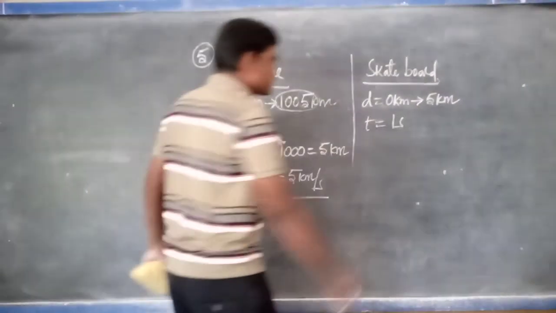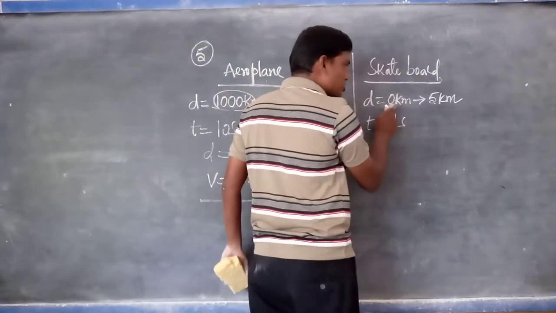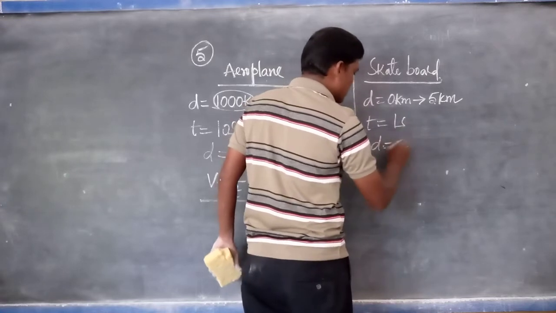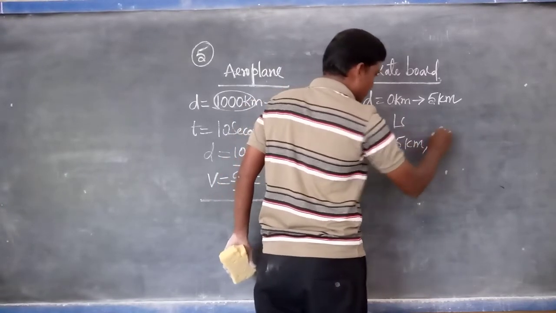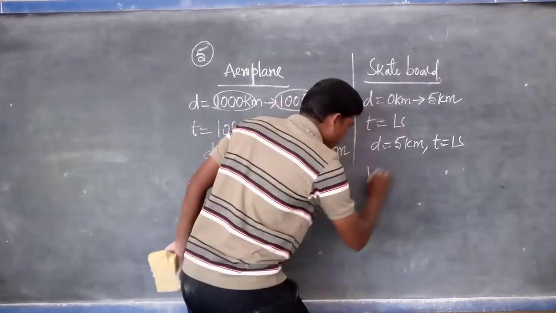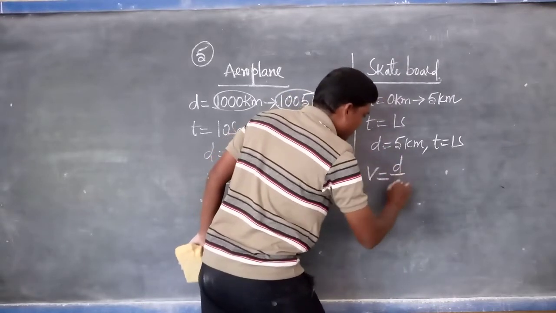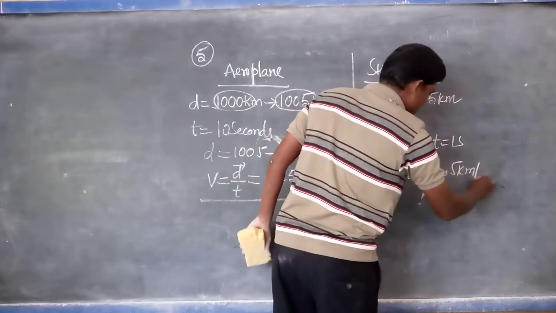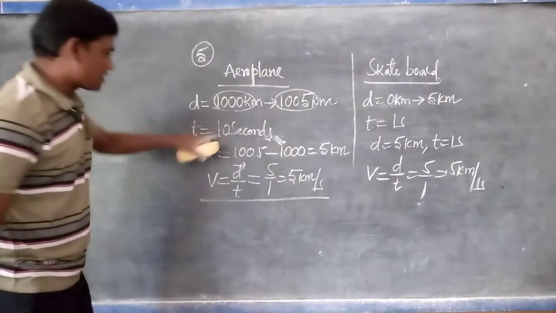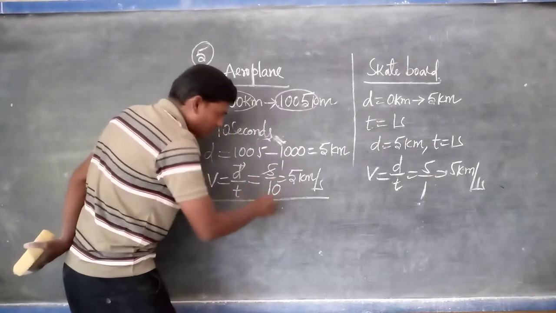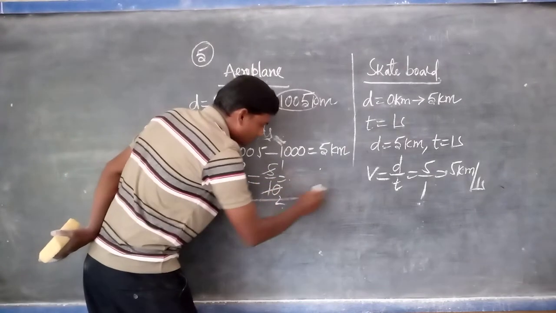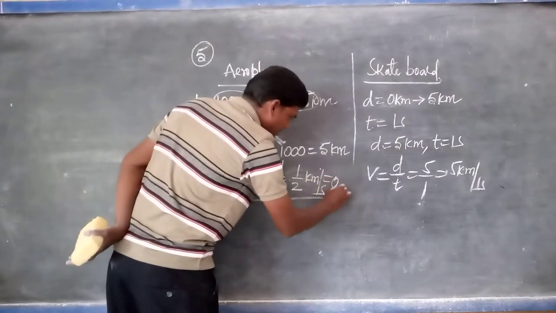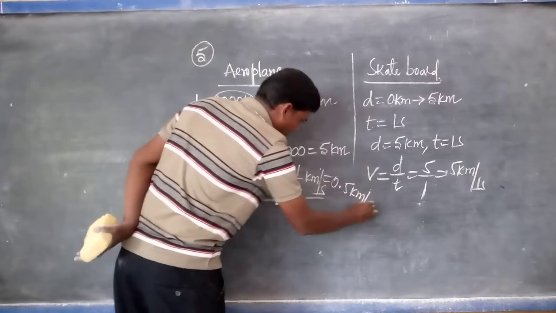According to the statement, here it is also 0 to 5. 0 is the initial and 5 is the final, so 5 minus 0 is 5. That's why d is equal to 5 kilometers, and t is equal to 1 second. So velocity is displacement by time, 5 by 1, which is 5 kilometers in 1 second. Sorry, here in how many seconds? 10 seconds. 5 by 10 is 1 by 2 kilometers per second, which is 0.5 kilometers per second.